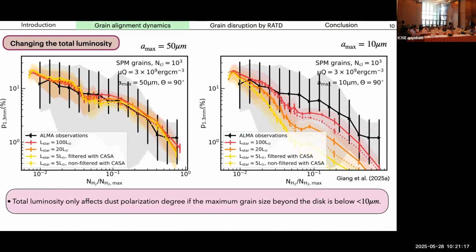And if the asynchronous model really works, maybe it will help us explain why in low luminosity we have a low maximum size, but in high luminosity we have a higher maximum grain size. Yeah, I'm looking forward to future work.